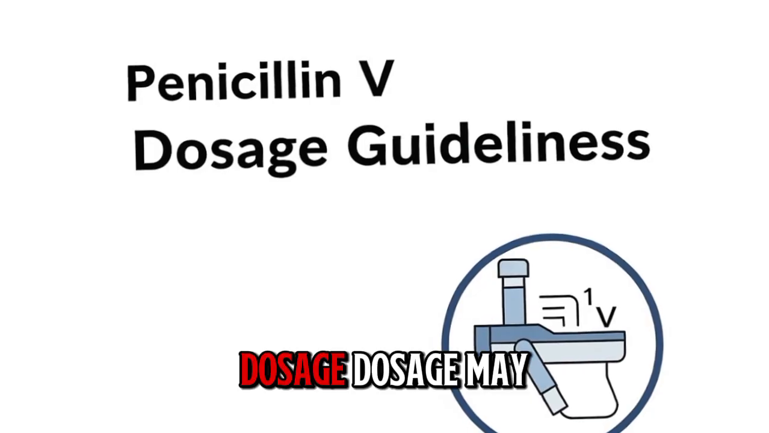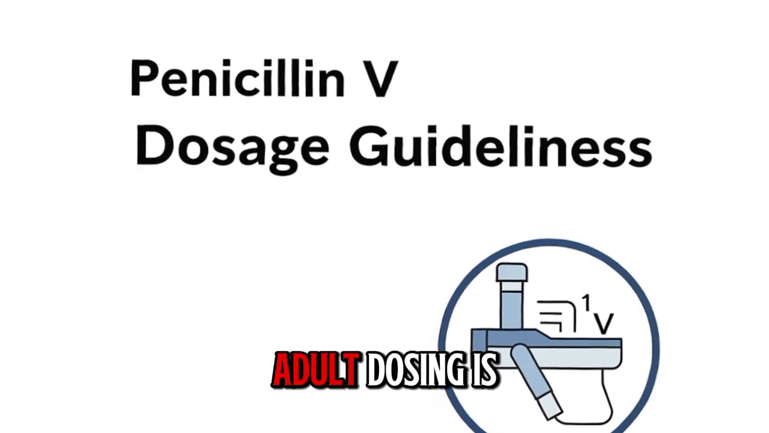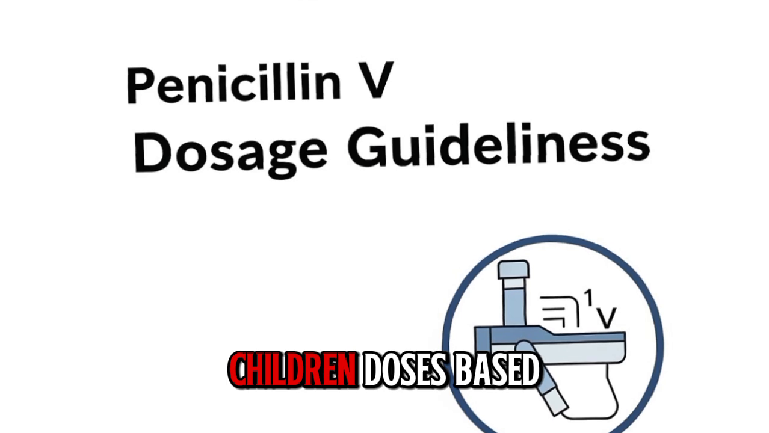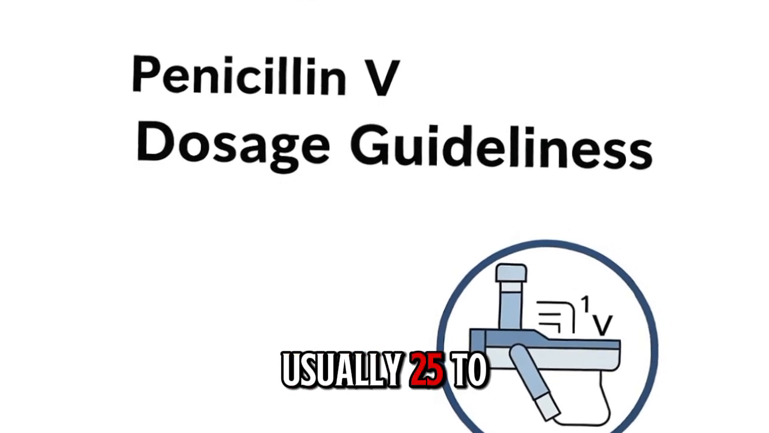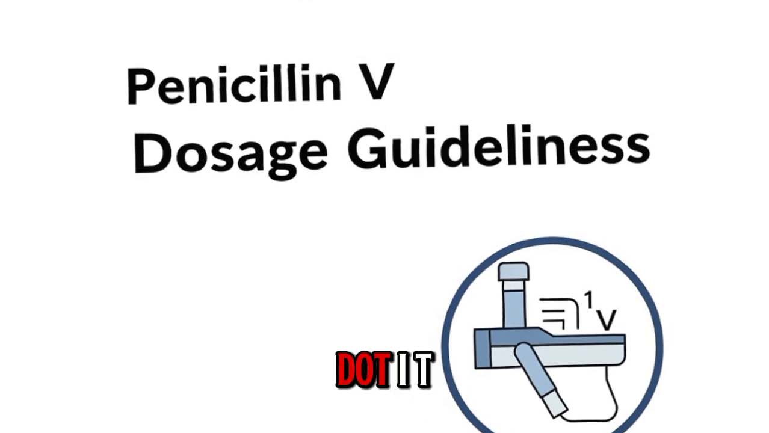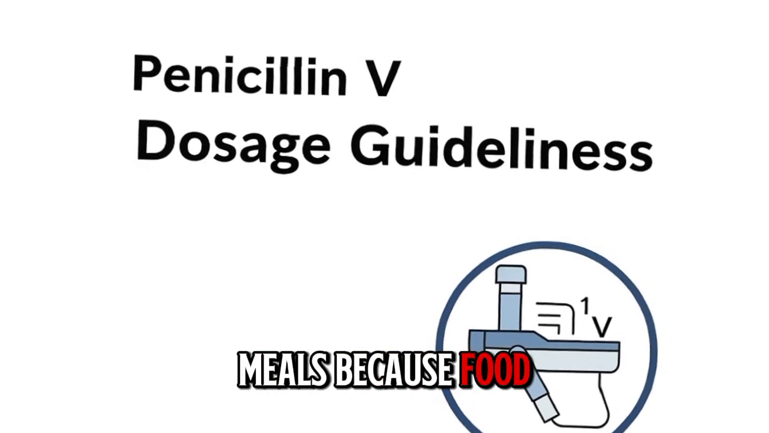5. Dosage. Dosage may vary, but general adult dosing is 250-500 mg orally every 6 hours. Children: doses based on weight, usually 25 to 50 mg/kg/day divided every 6 hours. It is taken before meals because food can reduce absorption.